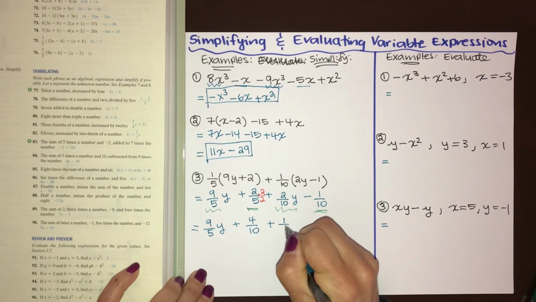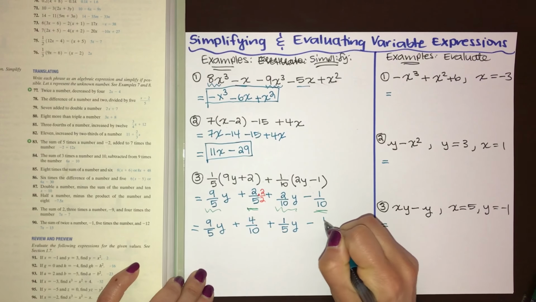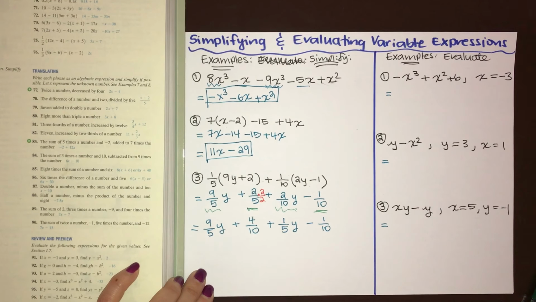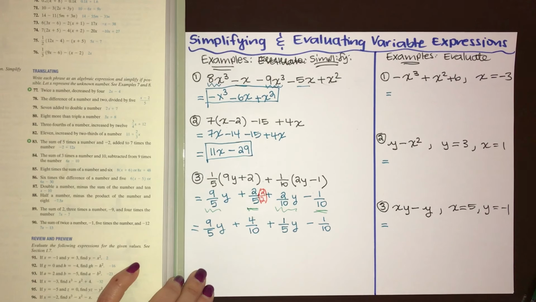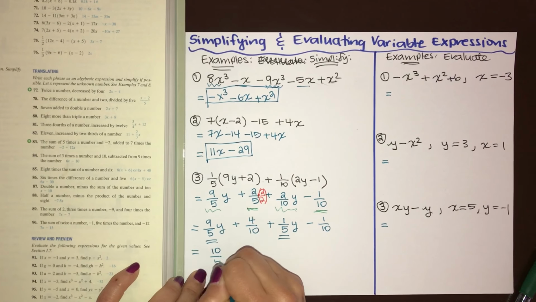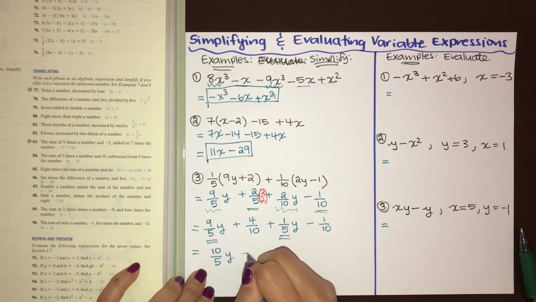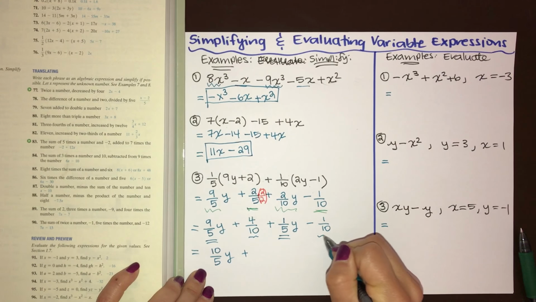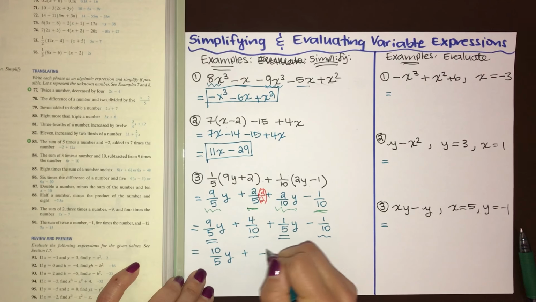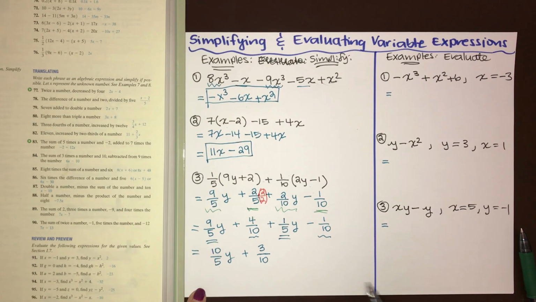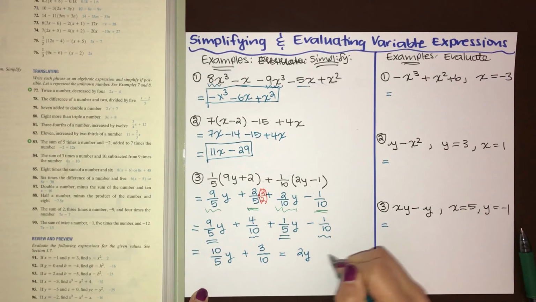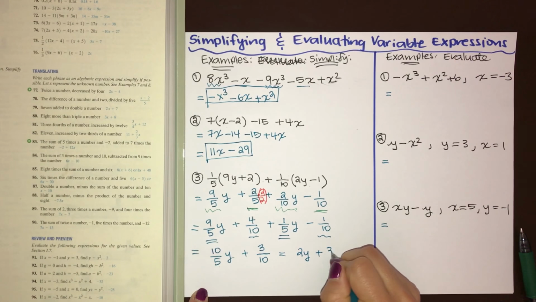Reduce. Let's make this a little bit less confusing. Okay. So now I can combine these two. We're going to get 10 over 5y plus these two. We get plus 3 over 10. And I can reduce 10 over 5 to write my final answer, 2y plus 3 over 10.